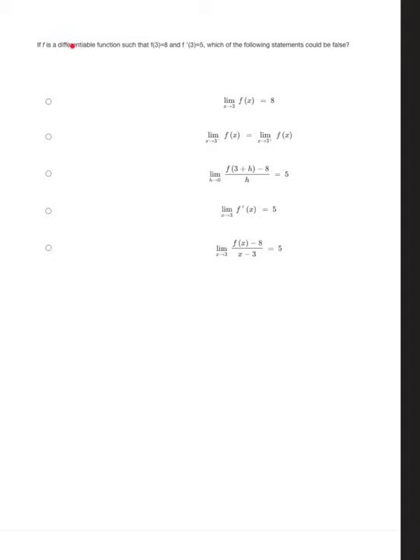Well, it's important to remember that once we know it's differentiable, we also know it's continuous. And the definition of continuous is that the limit as x approaches any particular value of the function equals the function value at that point. And that's exactly what this first one says. The limit as x approaches 3 of f of x equals 8. Well, 8 is f of 3.